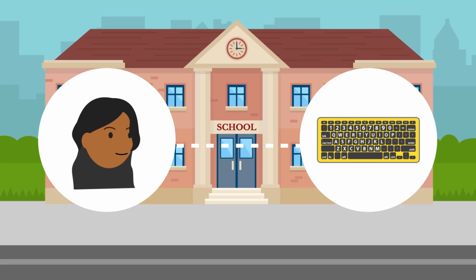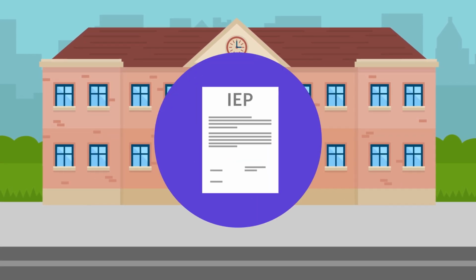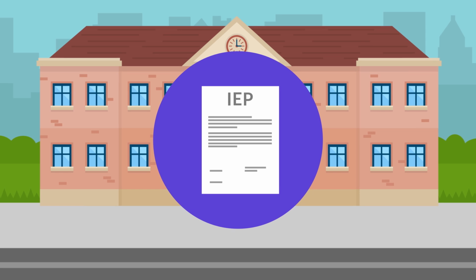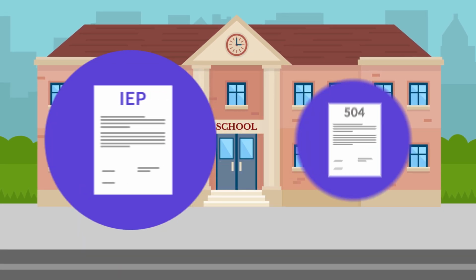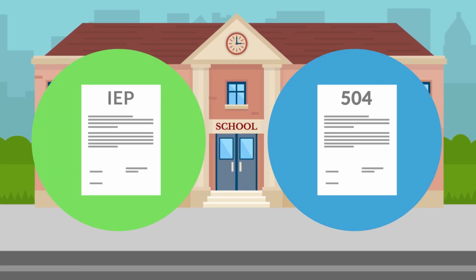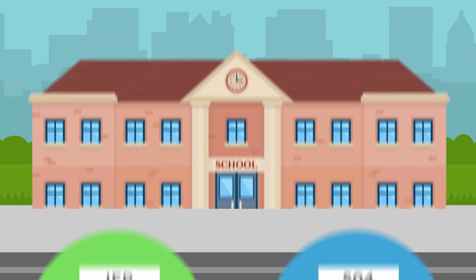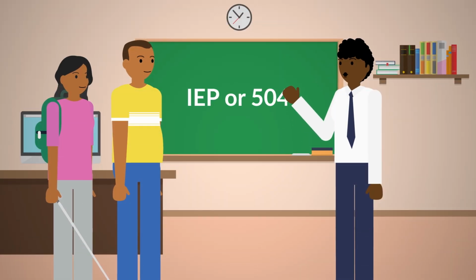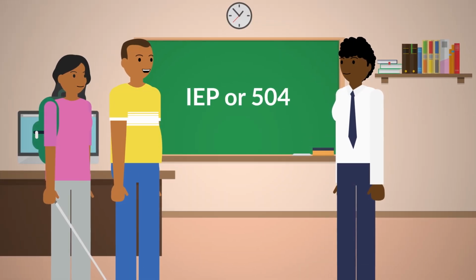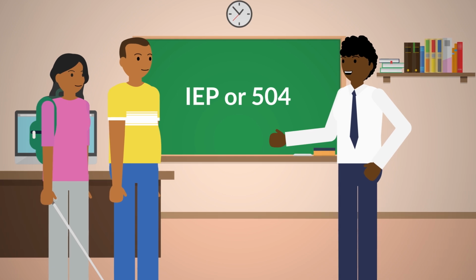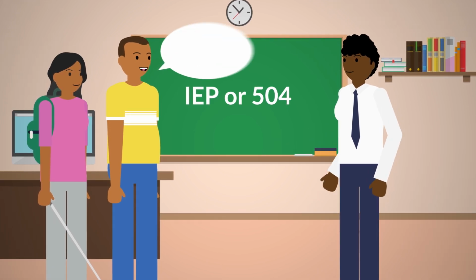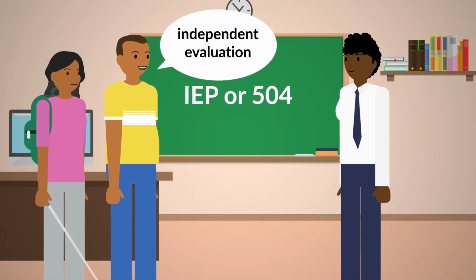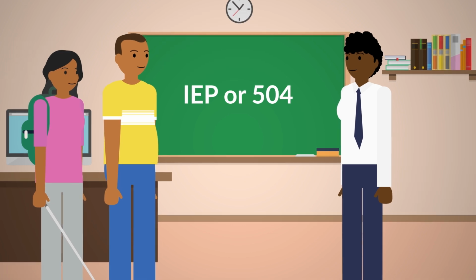Depending on what a student needs, the school will create either an individualized education program, called an IEP for short, or a 504 plan. IEPs and 504 plans are different, so schools have to evaluate the student and then meet with the student and their family to determine what's needed. The parent can also provide additional information or request an independent evaluation if they disagree with the school's evaluation.